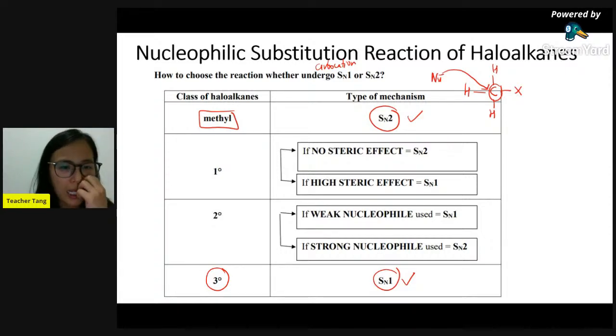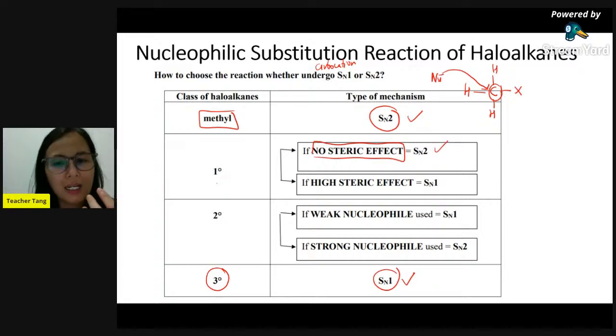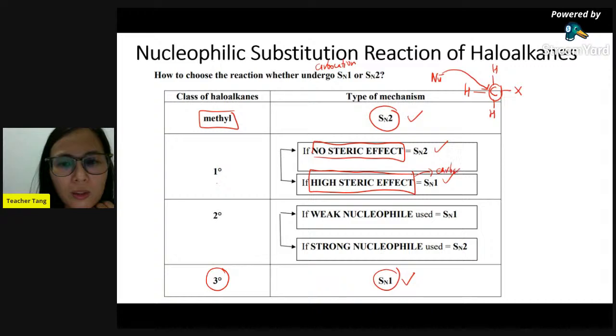Then how about primary haloalkane? If the primary haloalkane does not have much steric effect, it will proceed through the SN2 reaction mechanism. If there is high steric effect, then it will proceed through SN1 by forming the carbocation.